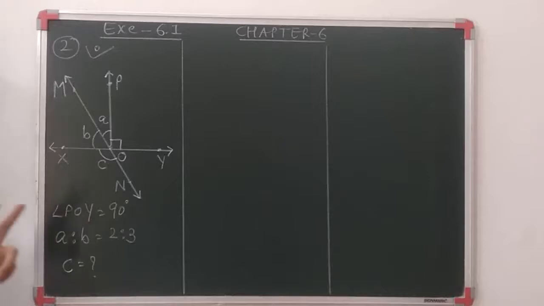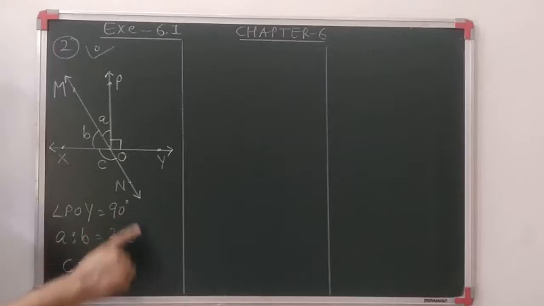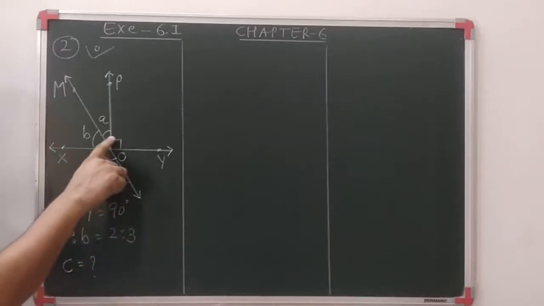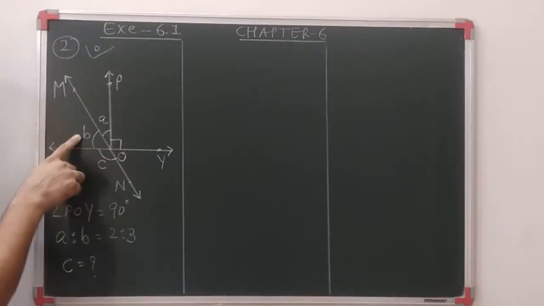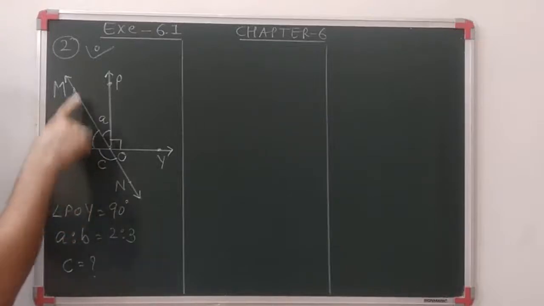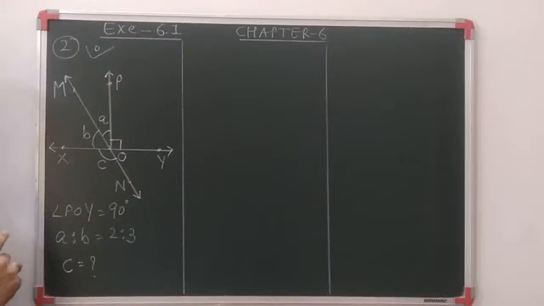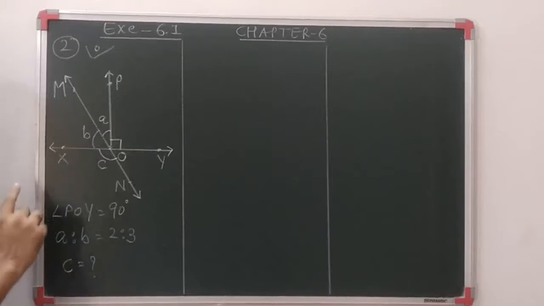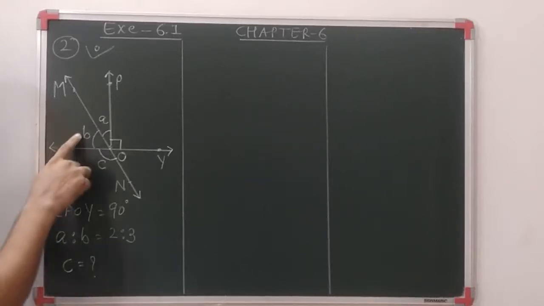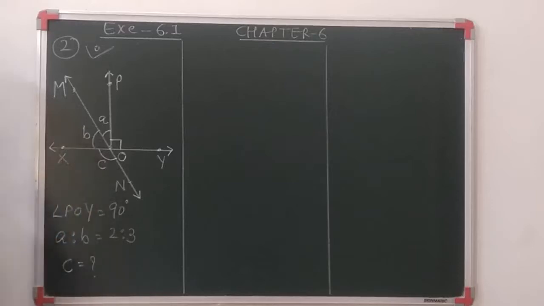Now remember students, whenever you have to do this kind of sum, let's go in the reverse order. Let's see what we have to find: C. Is there any relation of this angle with the given angle? This C does not have any relation with POY, but C has a relation with B. If you observe carefully, B and C form a linear pair because MON is a line. So first we need to obtain the value of B. हमें B का value ढूंढना है. If we obtain B, from B we'll obtain C.